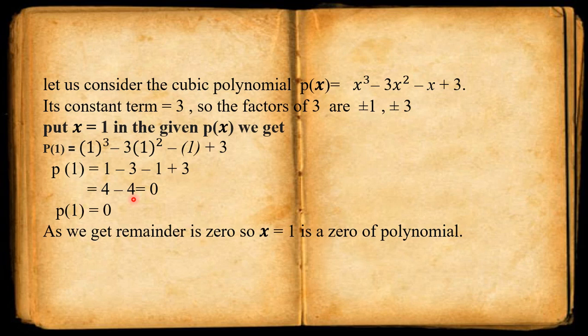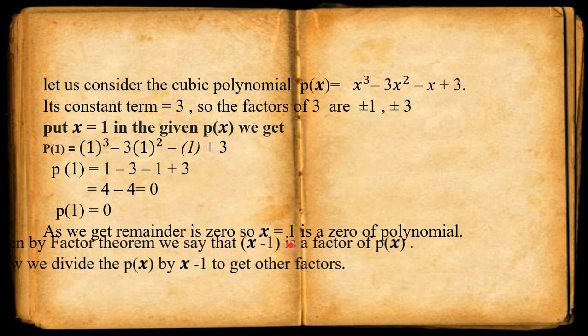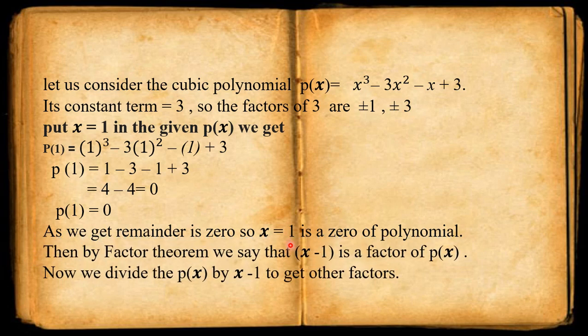As here we are getting the remainder 0, that means we can say that x is equal to 1 is a zero of the polynomial P(x). Again, by the factor theorem, we can say x is equal to 1, that is x minus 1, is a factor of the polynomial. So we will divide the given polynomial by its factor x minus 1. So let's start the division process.